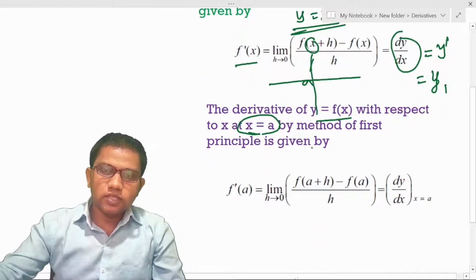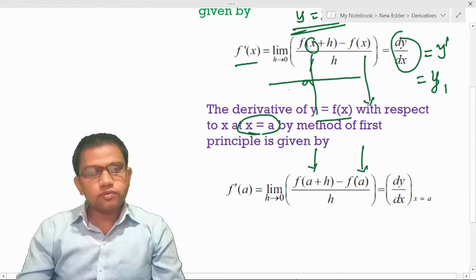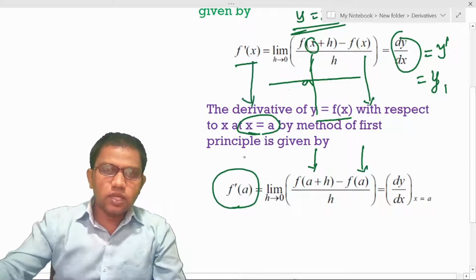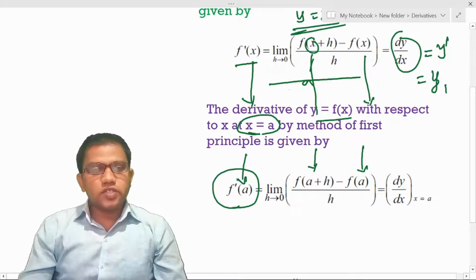By the method of first principle, we just have to replace this x by a. See, I have replaced this x by a here. Also, I have replaced this x by a here. This is called f dash of a. This x again is replaced by a here. f dash of a is equal to limit h tends to 0.